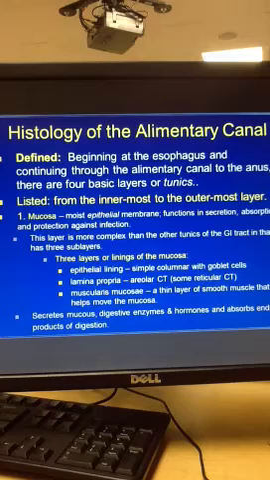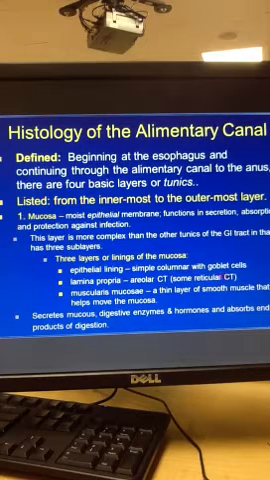The alimentary canal. Anybody remember what kind of tissue we find primarily in the GI tract? Simple columnar. And that begins in the lower third of the esophagus. As I mentioned, stratified squamous is in the mouth, the oropharynx, and down the upper third of the esophagus. And then it transitions into simple columnar.